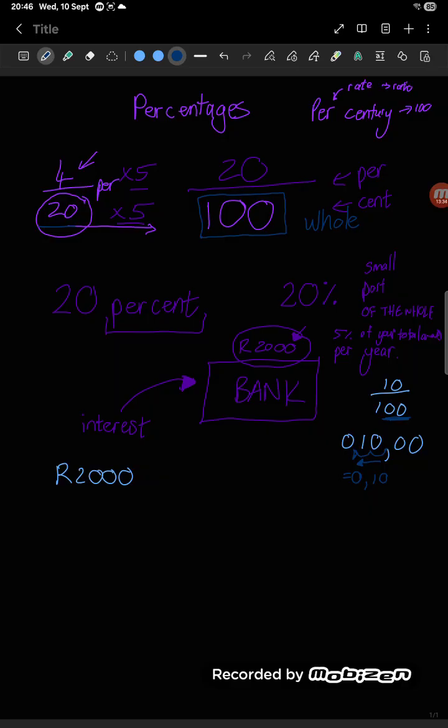Then I want to find out how much is 10% of this. So I can either put this into my calculator and say 2,000 times 0.10. And you say, but you've got 5%. This is just for 10%, I'm going to half it later. Or I can say 2,000 times 10 over 100, or times 10 divided by 100.